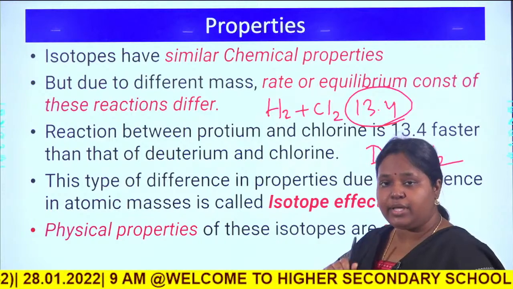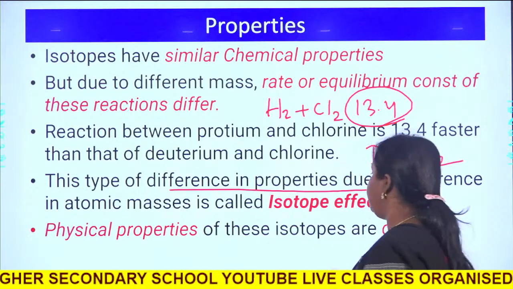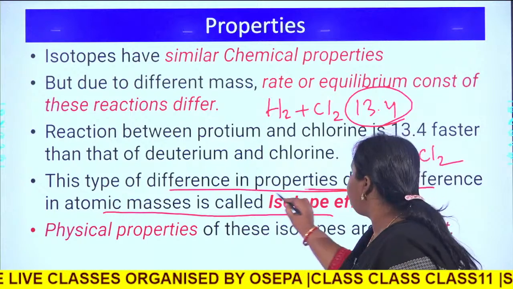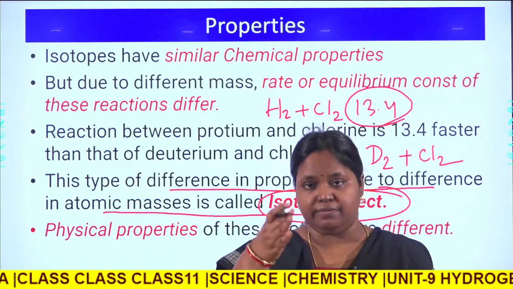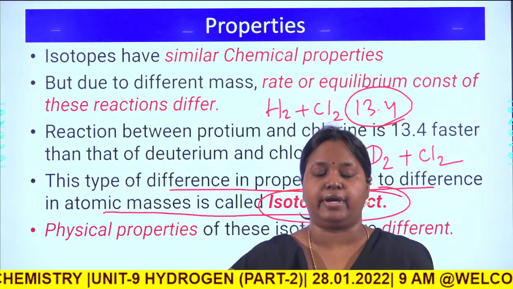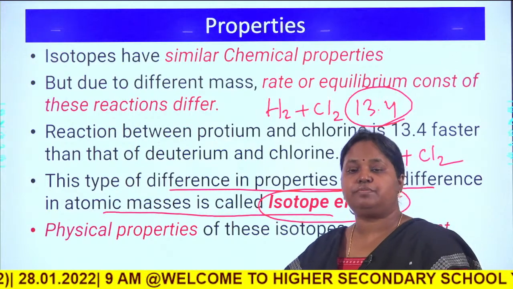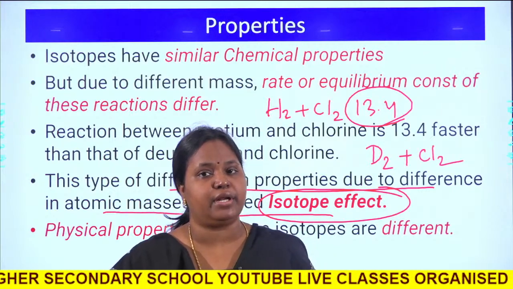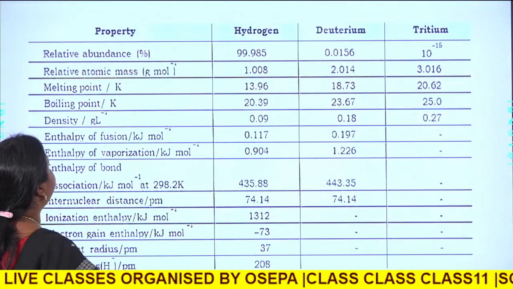This happens due to their difference in mass. The type of difference in properties which arises due to difference in atomic mass is called isotope effect. So, isotope effect means the properties which differ from isotope to isotope due to different mass number or atomic mass. Physical properties of these isotopes will also vary, because physical properties depend upon mass.